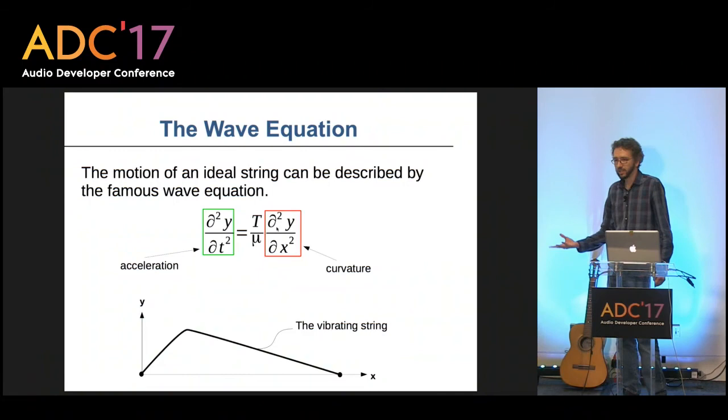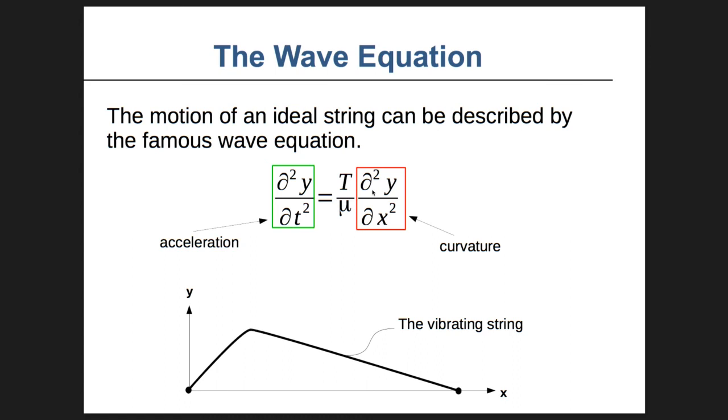This perfect string can be described by the famous wave equation. The wave equation has been around for several hundred years, so it's very well known. If we apply it to a string, we can see that the acceleration of the string is proportional to the curvature. The coefficient of proportionality has to do with the string parameters which I showed you before. It's the tension divided by the linear density.